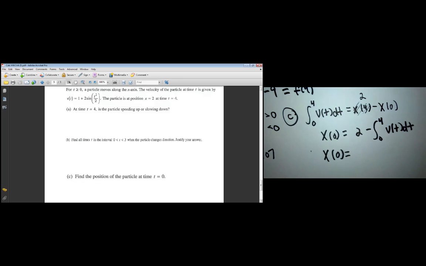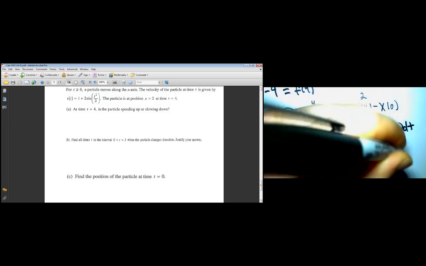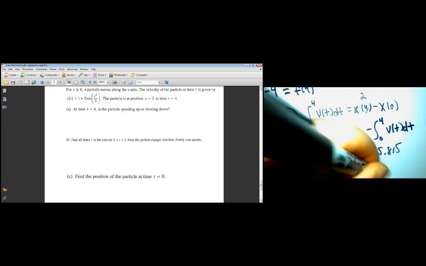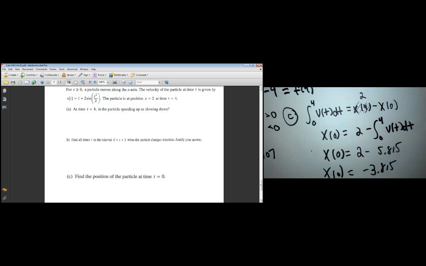I got that the integral was 5.815, so that means that x of 0 is negative 3.815. Sounds good to me. And find the total distance traveled.